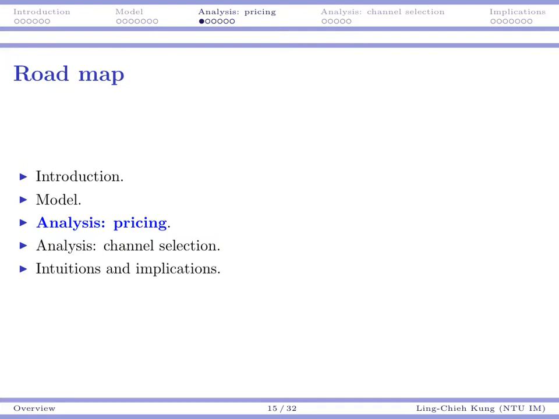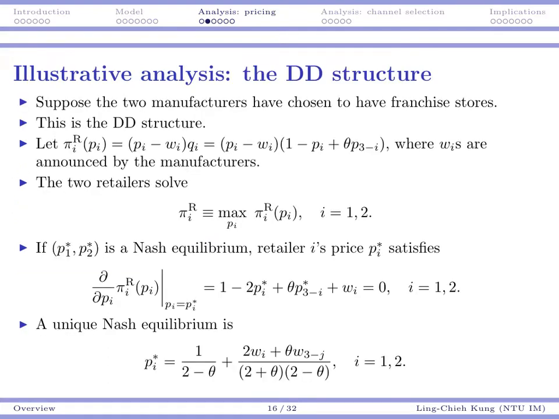Okay, so here we're going to illustrate the solution process of the pricing game. I will only focus on the DD structure in this video, because this is somewhat the most complicated one. If you know how to solve this, then solving the other three should have no difficulty. So, suppose the two manufacturers have chosen to use franchise stores, so they are engaged in this DD structure.